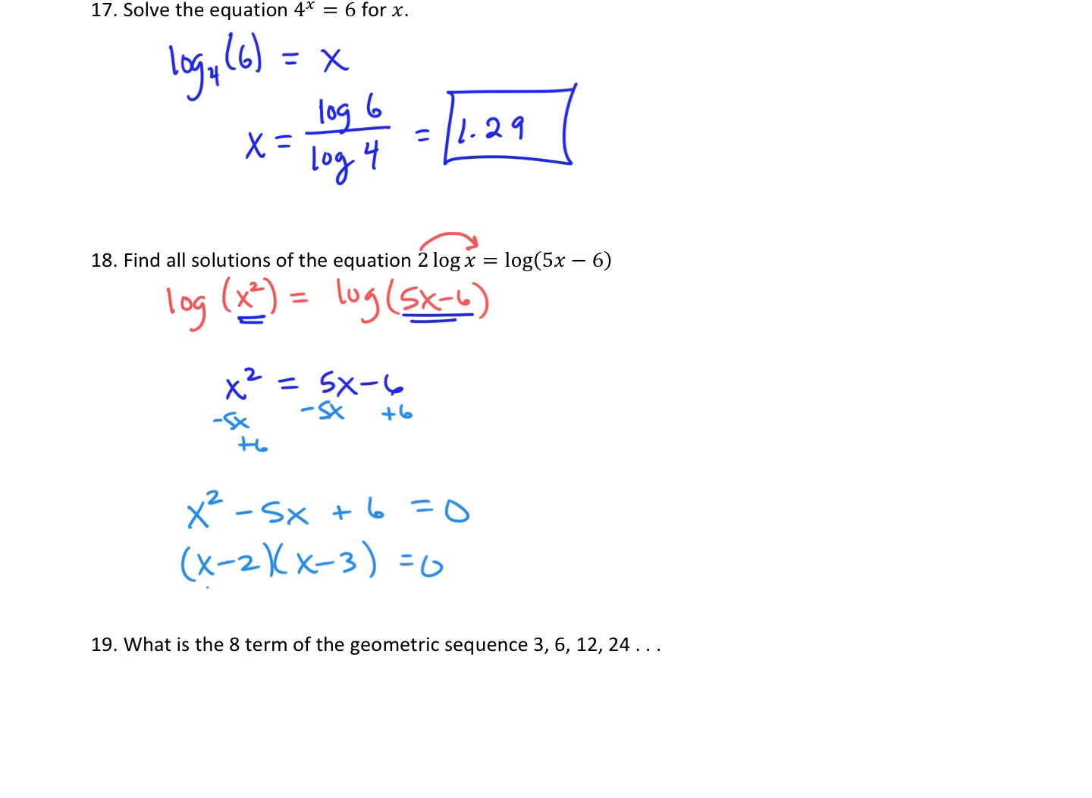Now that we have it factored, we use that zero product property and set each factor equal to 0. So x minus 2 equals 0 and x minus 3 equals 0. When you solve those, you get a positive 2 and a positive 3.